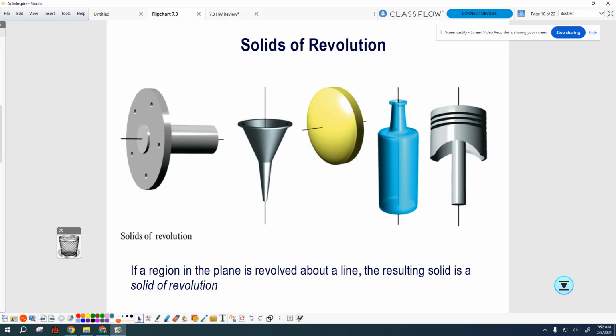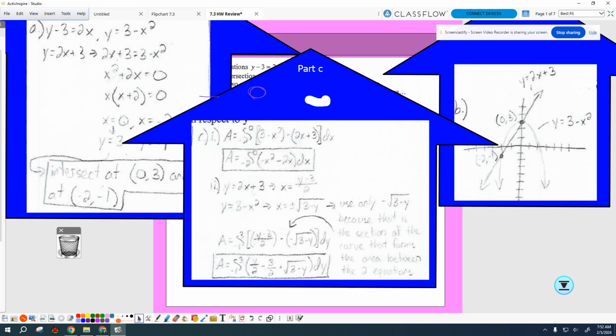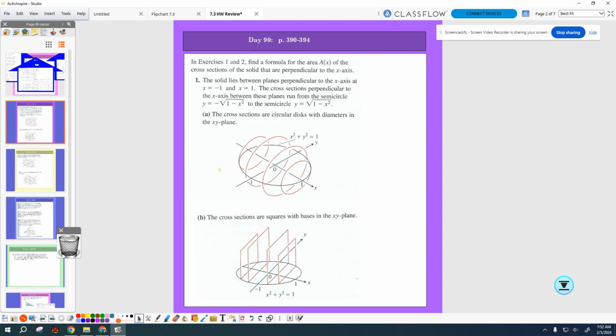I need to show you guys today's stuff. Was the homework super crazy? Issues? These are just set up. Find a formula for the cross sections, and that's all they actually asked for. They didn't even ask you to integrate or set up an integral. But this is the example that we did a few things from last week.